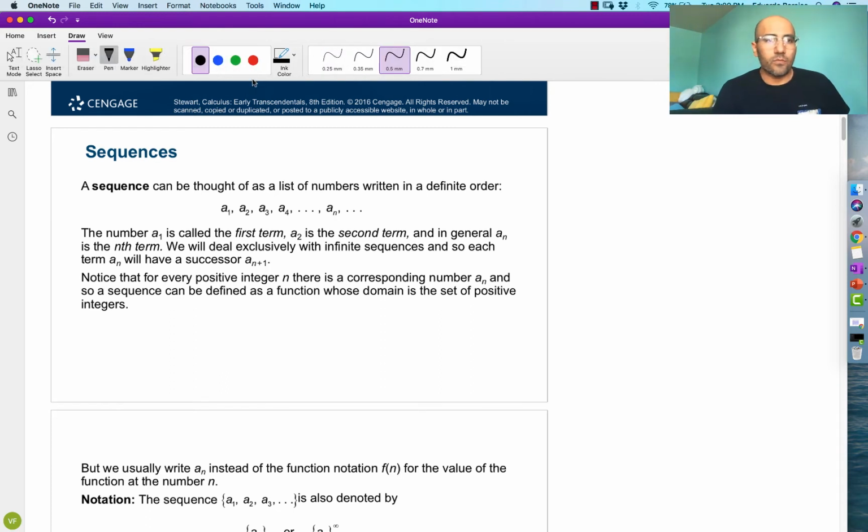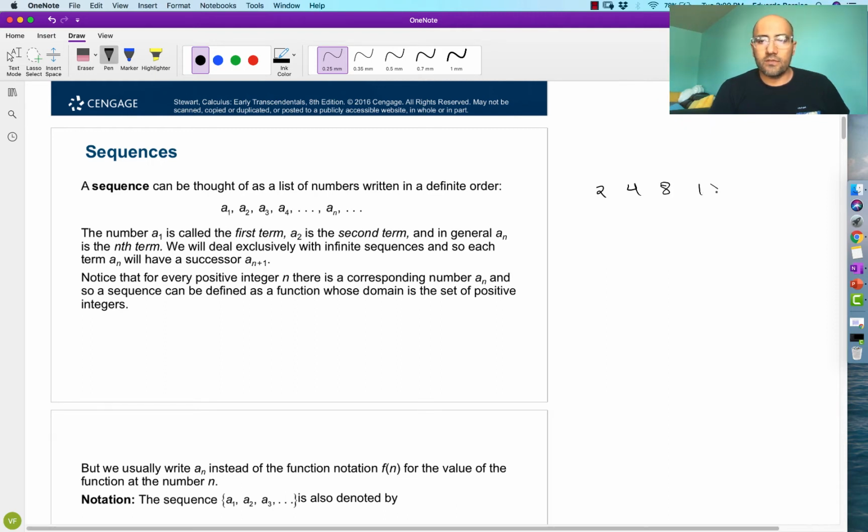So, for example, we could just have, say, 2, 4, 8, 16, 32, and so on and so forth. So here's a list, which happens to be powers of 2. And what matters is that the order of the list matters, right? This is the first one on my list. This is the second one on my list. This is the third one, the fourth one, the fifth one, and so on and so forth, right? So we're only dealing with lists that go on forever, right? So here is one potential sequence.